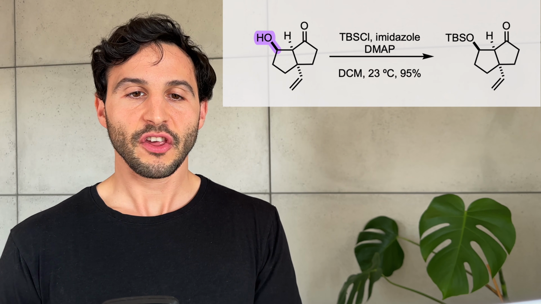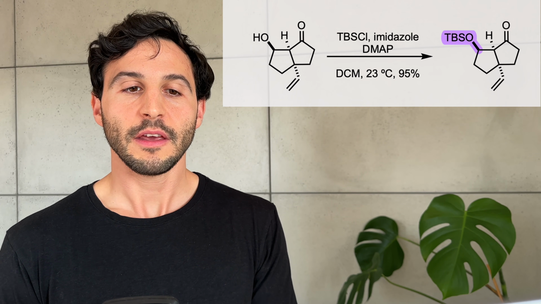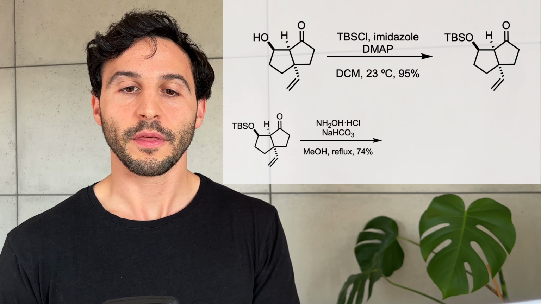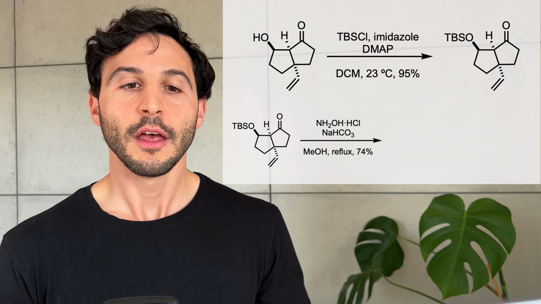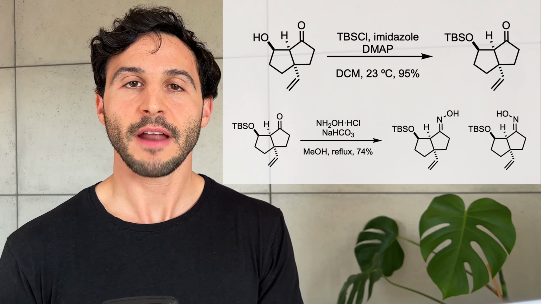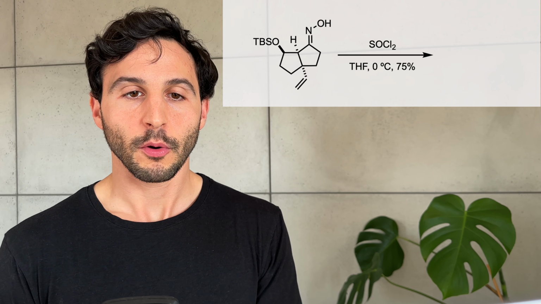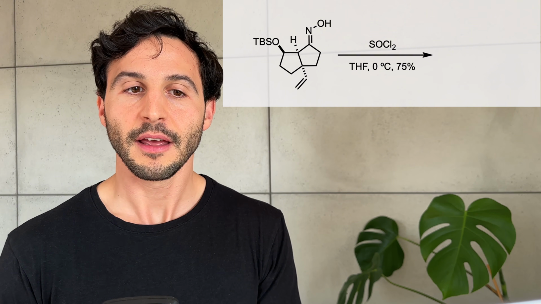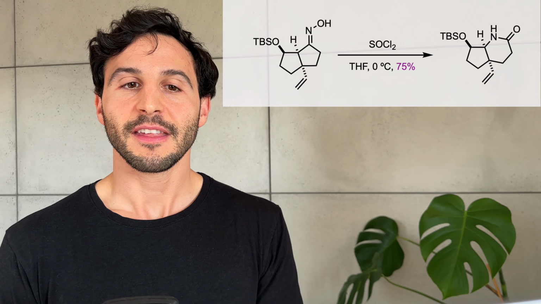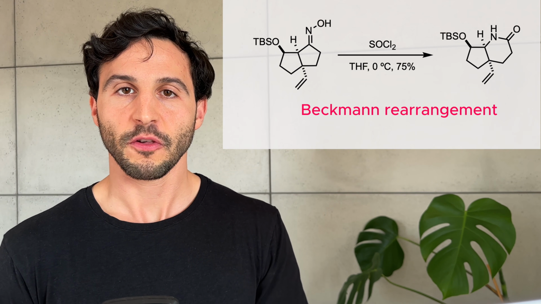The enantioenriched alcohol is first protected with TBS chloride to give the silyl ether. The ketone then reacts with hydroxylamine hydrochloride to give a mixture of two isomers that can be isolated by flash column chromatography. When the desired oxime is exposed to an excess of thionyl chloride, a rearrangement occurs to produce the desired lactam in 75% yield. This is the Beckmann rearrangement.